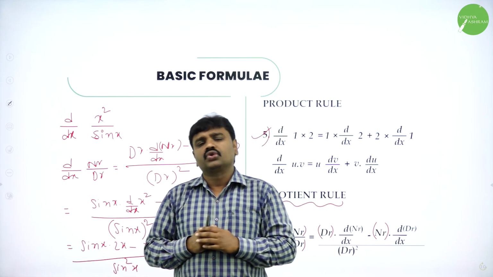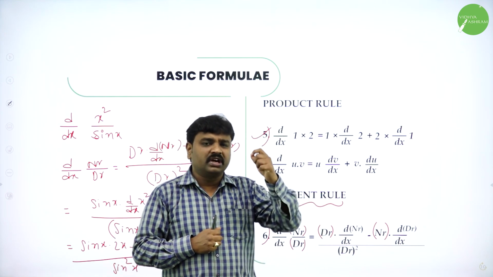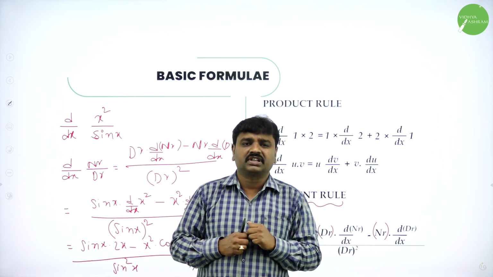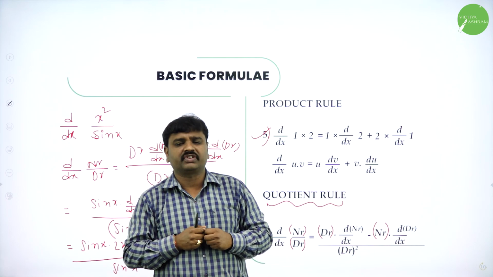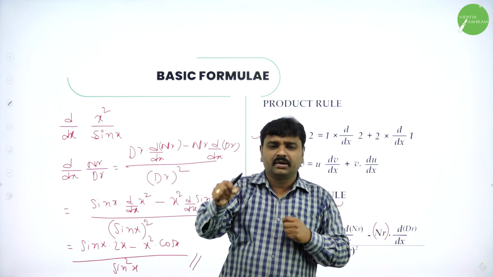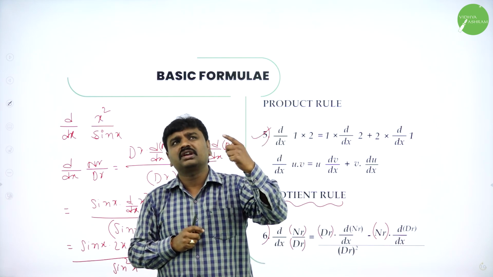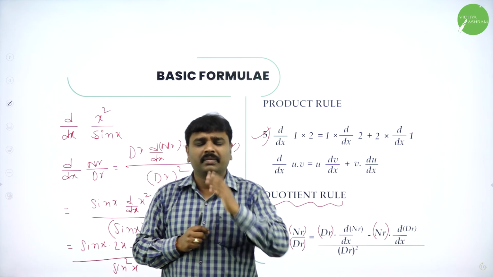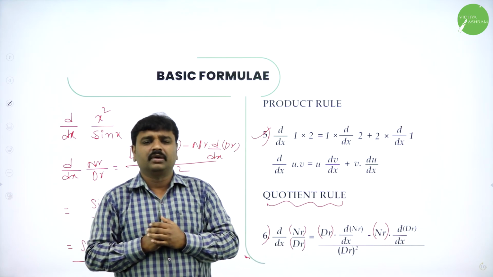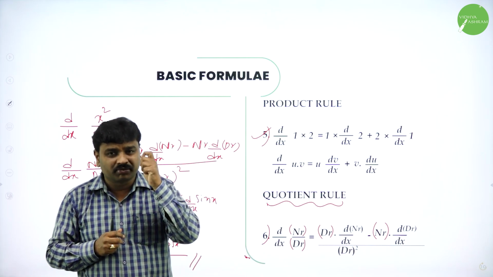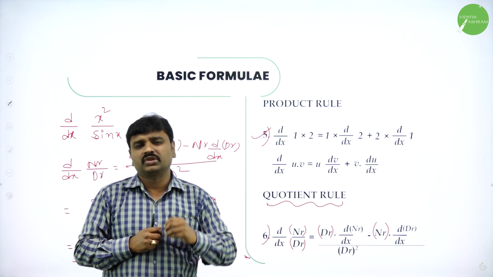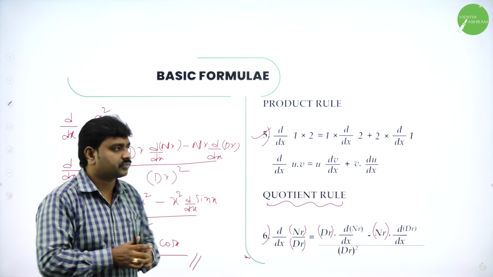Then I gave the quotient rule. What is the quotient rule? Numerator by denominator. If you have a rational function, with one function in the numerator and one in the denominator, again you should use the quotient rule to differentiate. In the denominator, the whole square. In the numerator, denominator into derivative of numerator minus numerator into derivative of denominator. So be thorough with all the 6 rules, 6 standard functions and 6 trigonometric functions, and attend the next session so that you can do the problems easier.